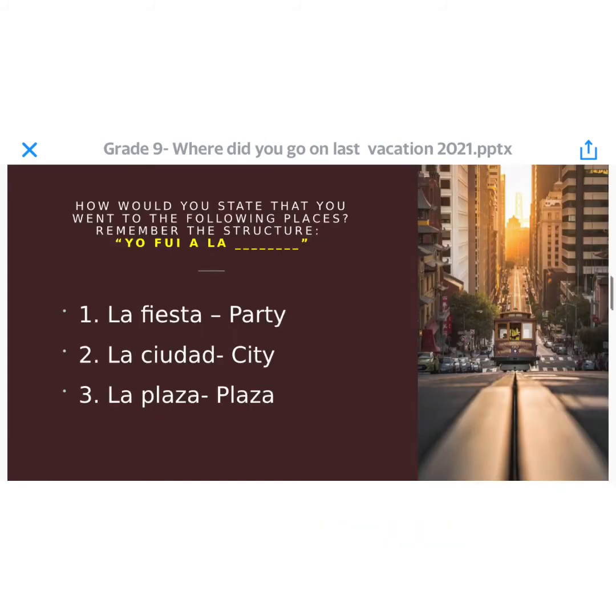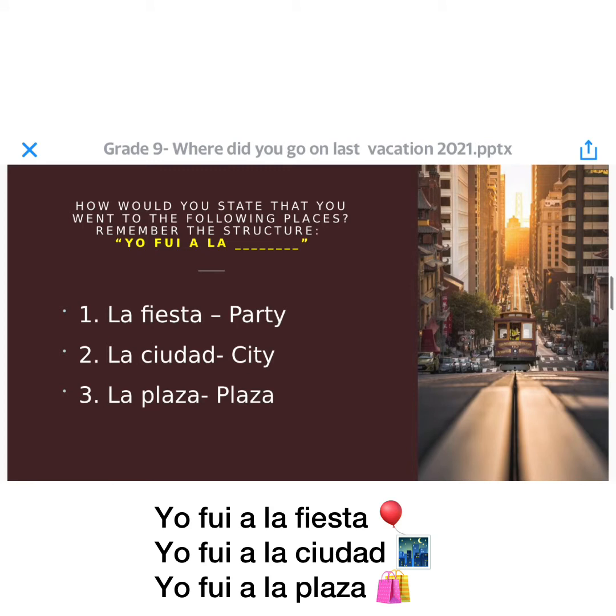How would you do these three? If you wrote yo fui a la fiesta, yo fui a la ciudad, and yo fui a la plaza, then you are correct.